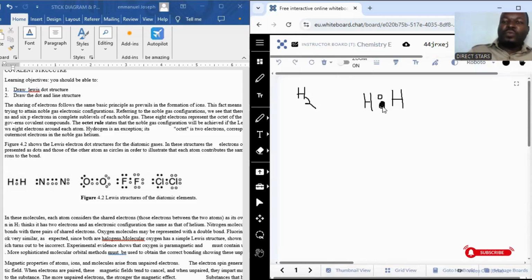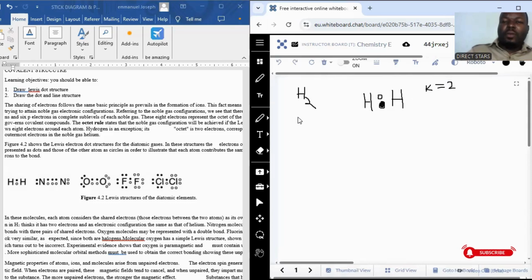So the dotted one here belongs to this hydrogen. The light one here belongs to this hydrogen. That way, we have a complete orbit. That means my K shell, which is the first energy level, is now equal to the maximum number of electrons expected to fill this energy level. Now let's move a bit further.